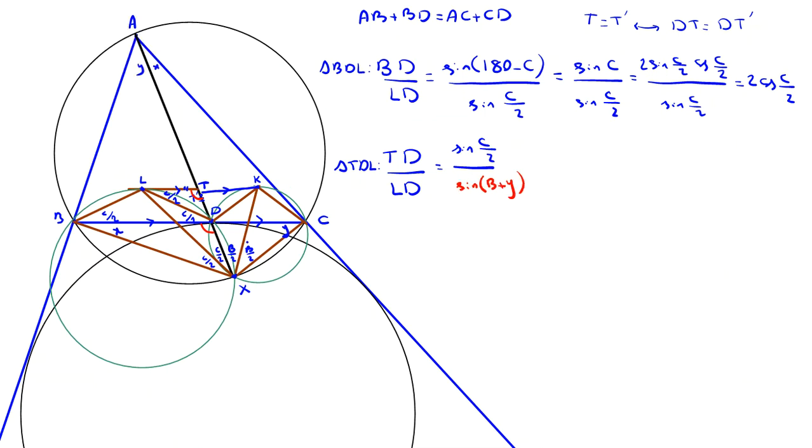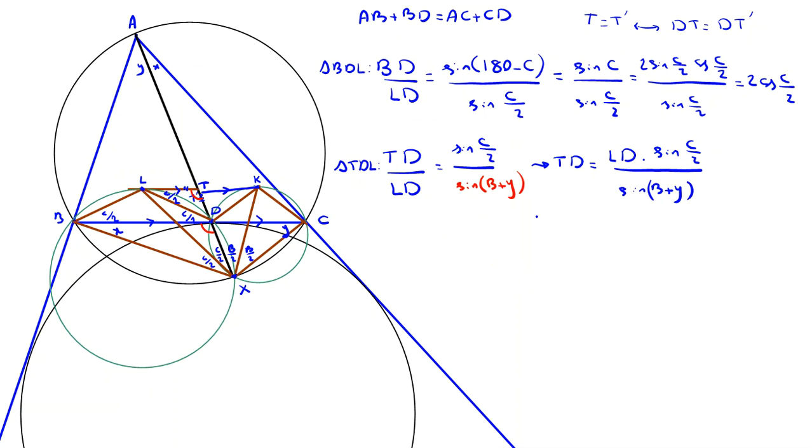Let's check it again. Sine of this one we want to find, because it is opposite LD. This one, because they are parallel, equals this one, LT parallel to BC. And this one is the exterior angle of ABD, so it would be B plus Y, sine B plus Y. Now we can find TD. How? We say, okay, TD is LD times sine C over 2 over sine B plus Y.